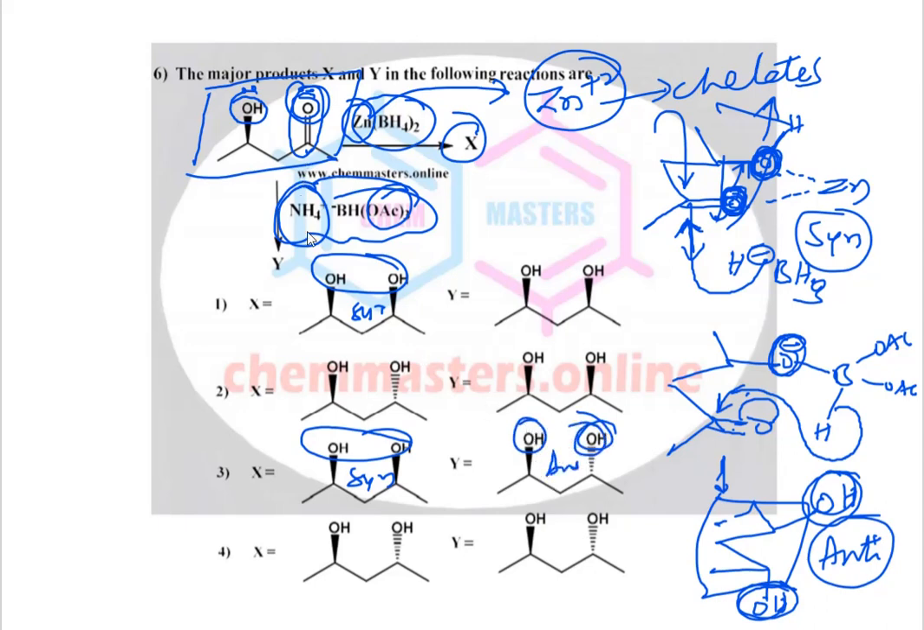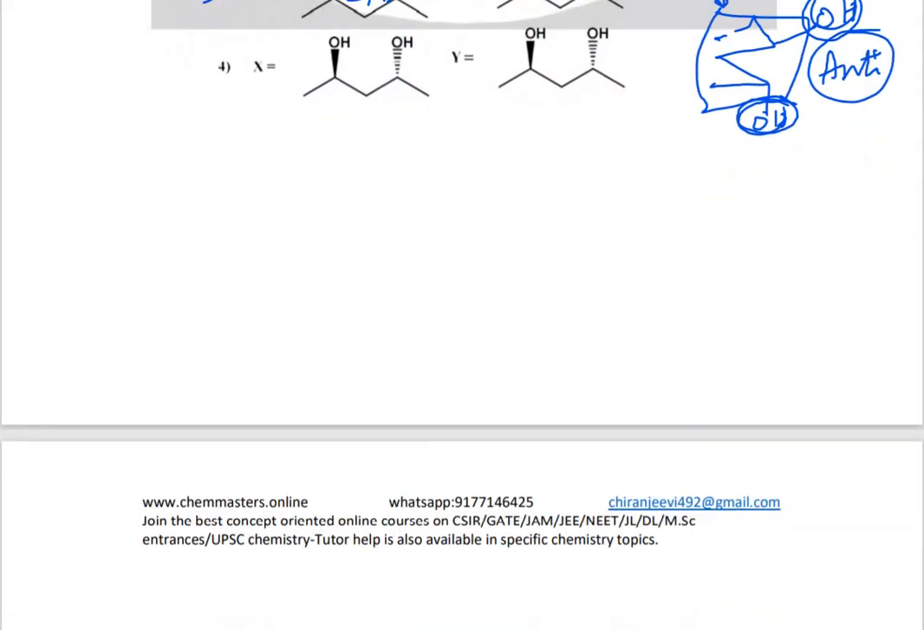That's why when you apply NaBH4, we can get the anti product, and when you apply zinc borohydride, you can get the syn product as the major one. So option 3 is the correct one. What is the concept involved in this question? The chelation is the main point, the key point. Okay, right. And next question.